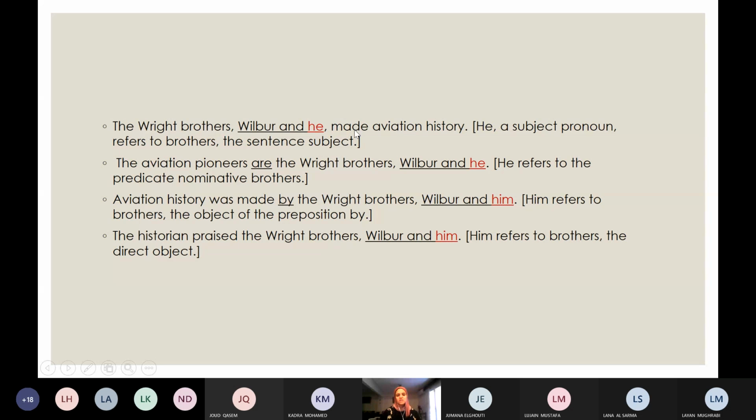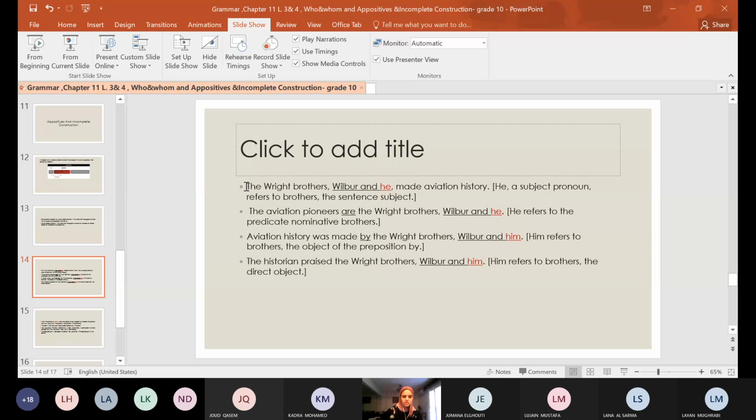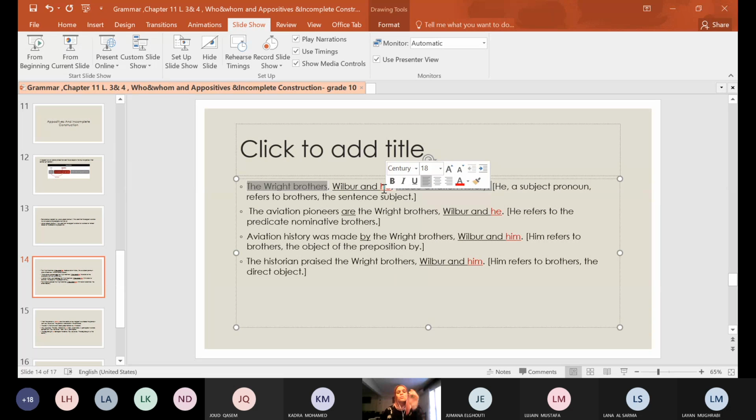So here, the Wright brothers made aviation history. This is the sentence, girls. What is this? This is an appositive for the brothers, the brothers' names. Their names are Wilbur and he. Why can't we say Wilbur and him? Because here he replaces a subject, because the subject took the verb made.